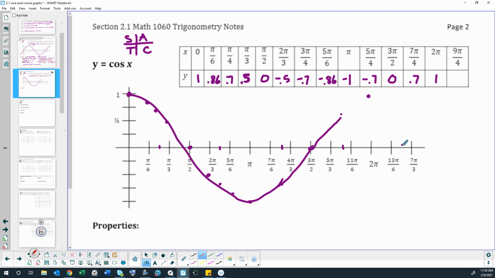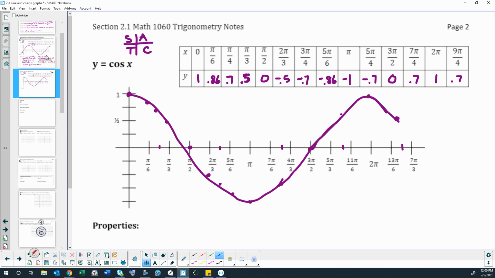And then if we go to our 9 pi fourths, just a little bit past, we might discover that it's just going to repeat the process, right? Because that's going to come back down to 0.7 and just repeat all over again. So here we've got our fundamental cycle again from 0 to 2 pi, just like we did with sine.